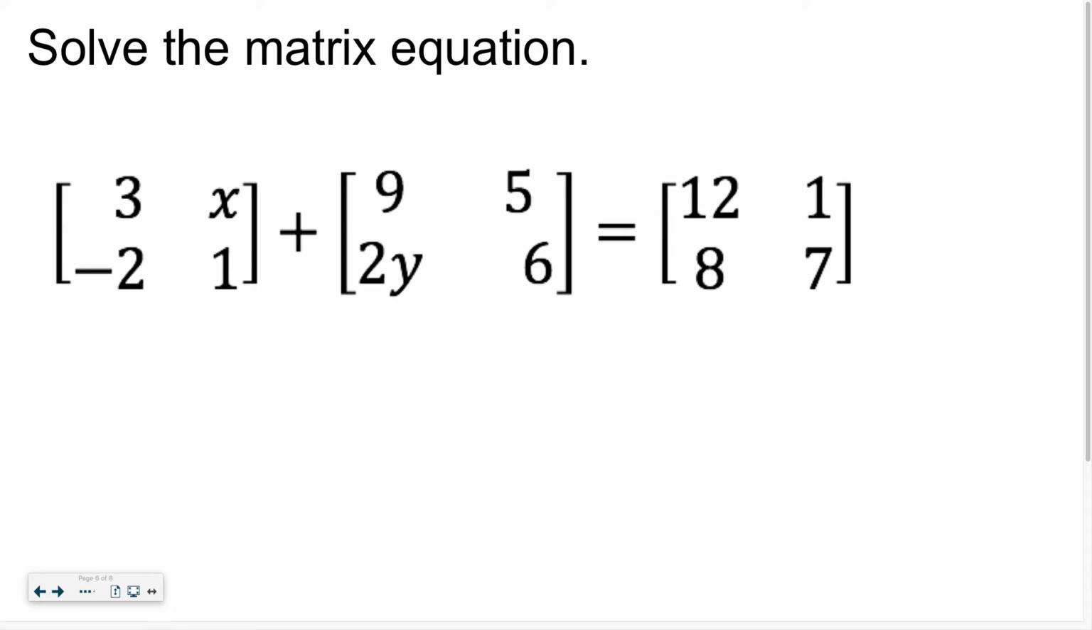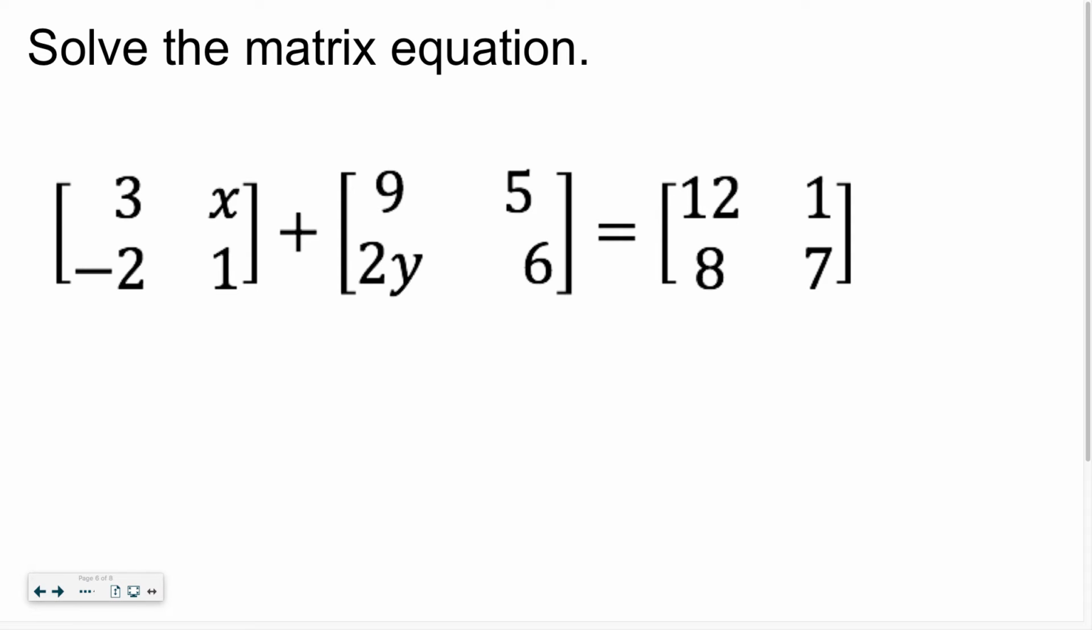So kind of notice what's happening in the equation. I have a matrix plus another matrix. So we just went through addition. And then it equals this matrix, which we talked about matrix equality. What would have to be true? It'd have to be exactly the same matrix, right?